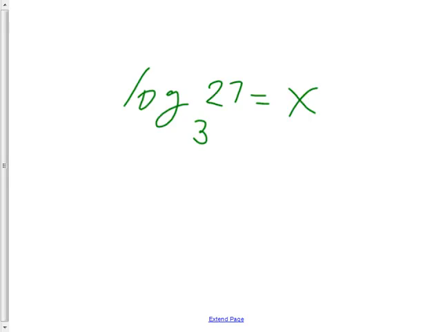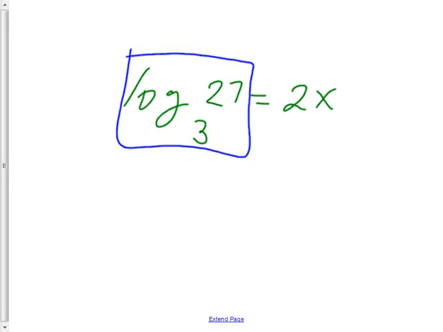Okay, so how could I make it a little more complicated? What if I said this equals 2x? It's not super complicated. We just figured out a second ago what this was equal to. That whole thing right there simplifies down to what? 3. Do you get that means 3 equals 2x? So you just divide by 2 and you got it.